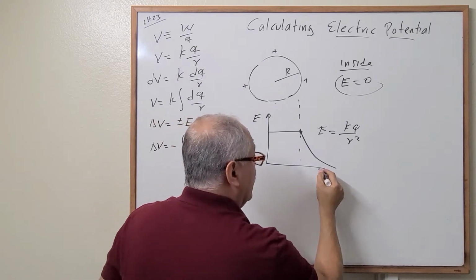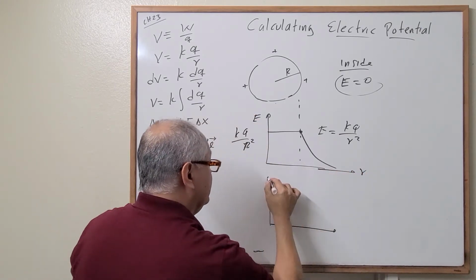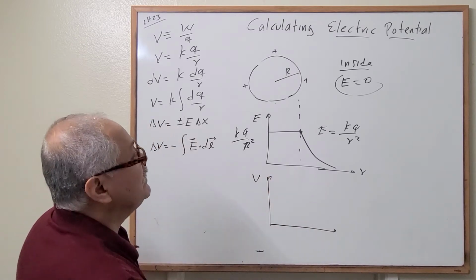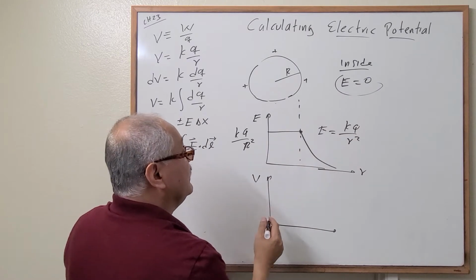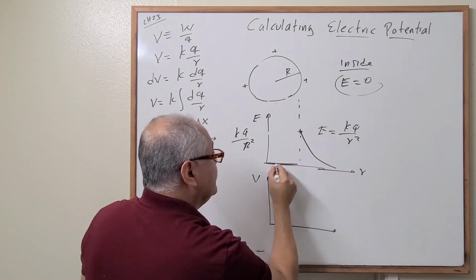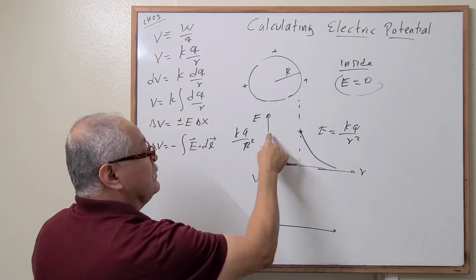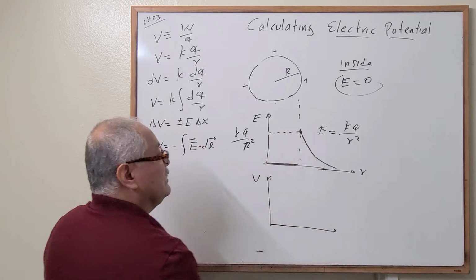Remember, this is R. What about for the electric potential? Well, the electric potential we found, this is the electric field, it is 0, right? The electric potential is not 0 right here. Zero is here, inside is 0, not right there. This is actually the quantity in that way.